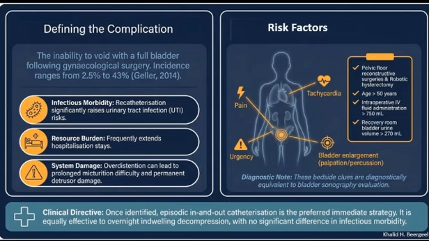Complications associated with urinary retention include infectious morbidity, because the patient may need recatheterization, and there is a chance of UTI. The other thing is the patient may have prolonged hospitalization, which is a resource burden. There may be systemic damage, and if there is overdistension of the bladder, it may lead to injury to the detrusor muscle. Risk factors for urine retention include pelvic floor reconstructive surgery or hysterectomies, age more than 50, intraoperative IV administration of more than 750 ml, and recovery room bladder urine volume more than 270 ml.